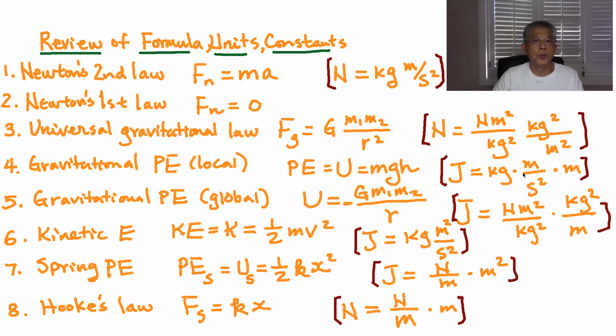Hello, I'm going to review some formulas, units, and constants in mechanics. The first one, Newton's second law: net force, F_N, where N stands for net, equals ma. The unit for F, force, is newton. For mass, it is kilogram. For a, it is meter per second squared.